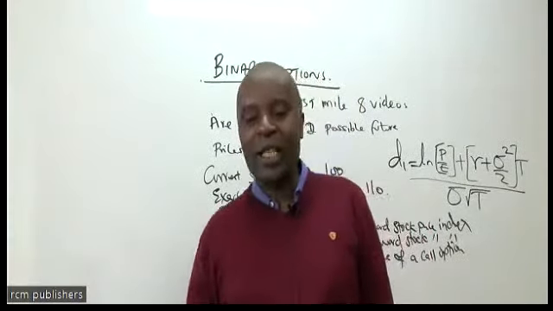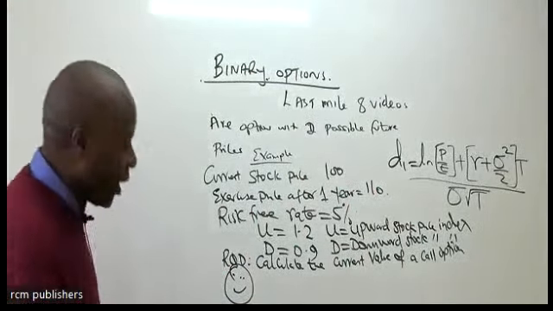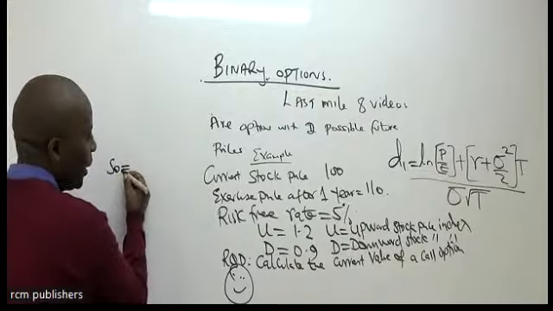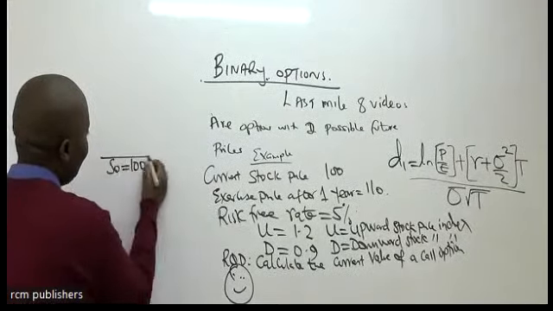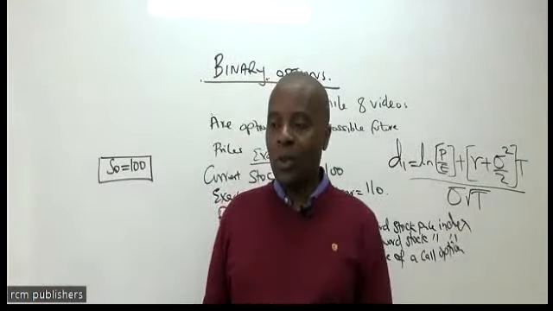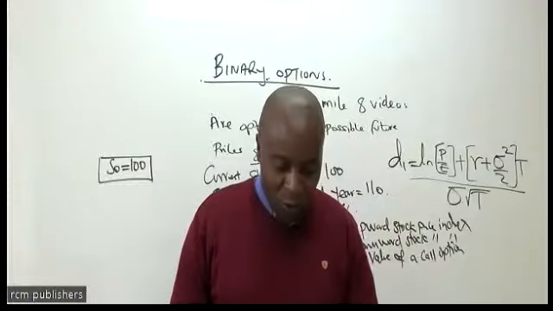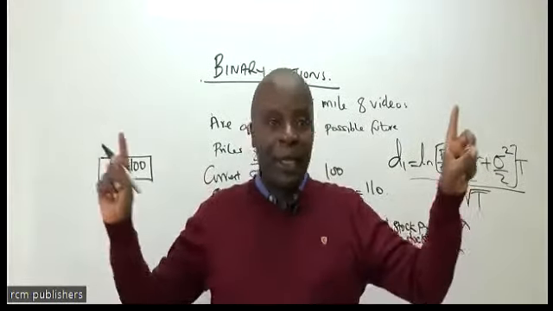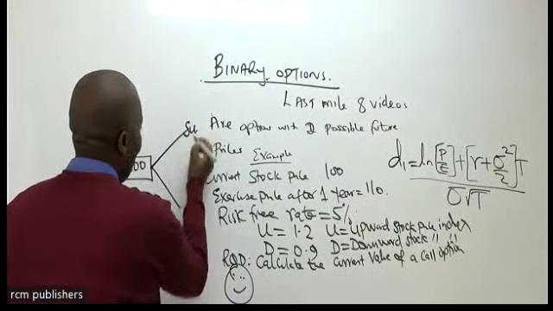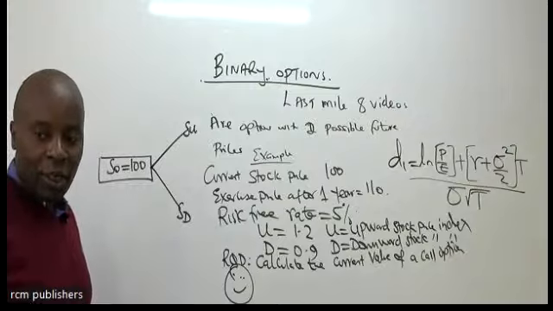And if it's binary options, I'm going to draw a probability tree. And this is how my probability tree will start to look like. So the S0 in this case will be 100. The 0 means today, the current price. Today's price is 100. In the future, 2 possibilities. So in this case we have S upward and S downward.